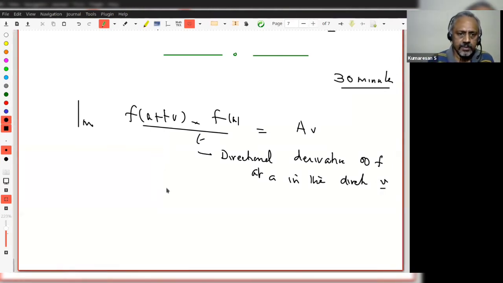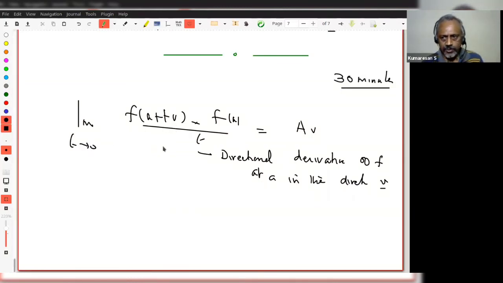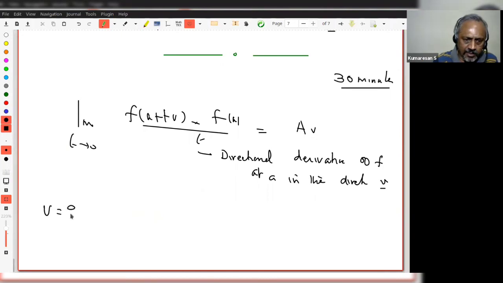Some of the old textbooks will ask you to take v to be a unit vector. As I just now showed, it does not matter. Any vector will do. Because it's an old-fashioned thing. People define the directional derivative only with respect to what they call vectors of length 1. That's not needed.